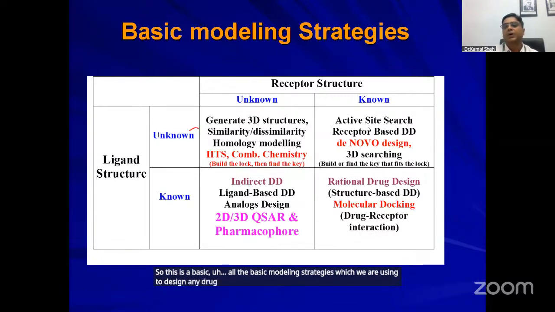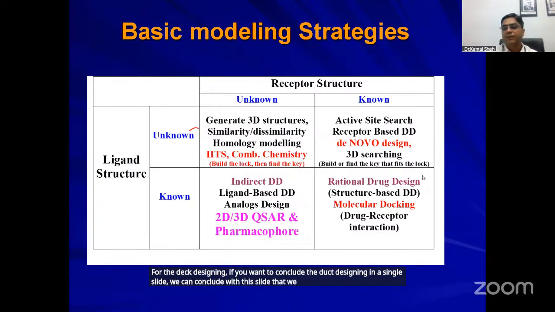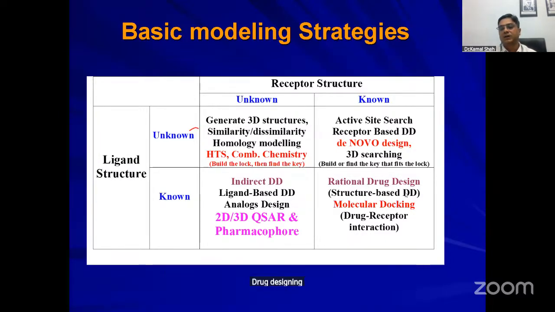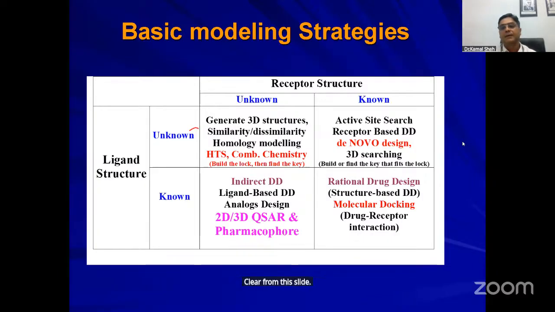This is one of the important slides for drug designing. If we want to conclude drug designing in a single slide, we can conclude with this slide: we have the different ways of modeling strategy, that are drug receptor interaction, receptor based drug designing, that is structure based drug designing, ligand based drug designing, and homology modeling. So all these terms you can make clear from this slide.